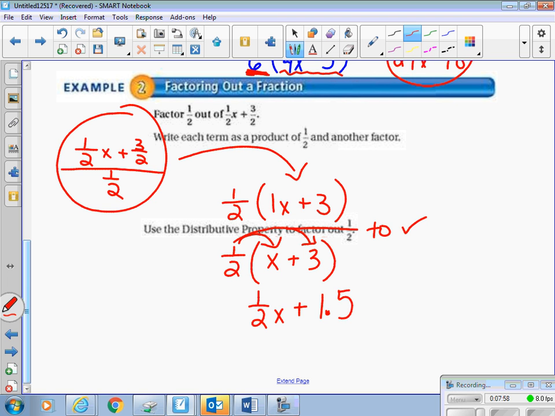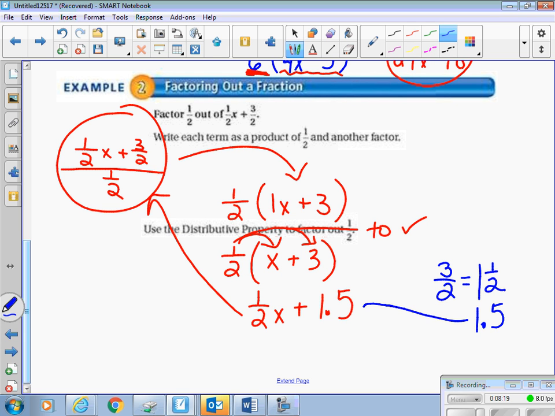Now look, does that match the original one? I see the 1/2 x plus 3 over 2, and here I have plus 1 and 1/2. Well, 3 over 2 is equivalent to 1 and 1/2. 3 over 2 is an improper fraction. 2 can go into 3 one time with 1 left over. 1 and 1/2. 1/2 as a decimal is 1.5. So you can see that they are the same, just written differently, but they are equivalent numbers. So 1/2 times 1x plus 3 would be my factors if I had to factor out 1/2.